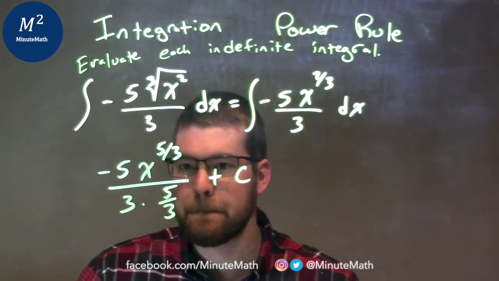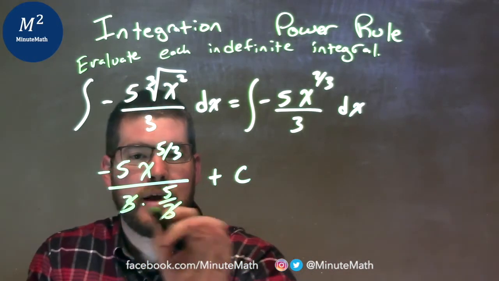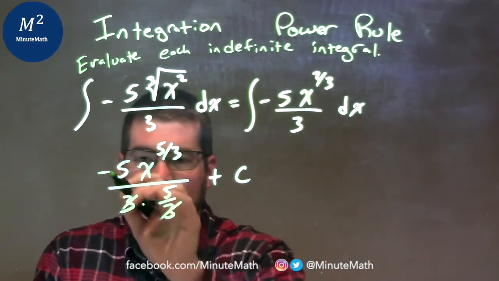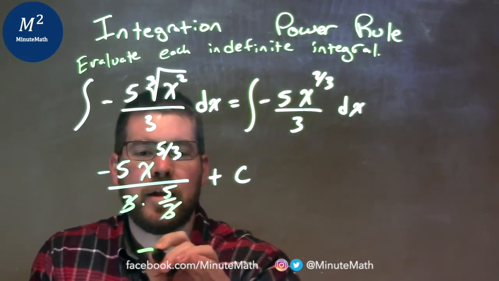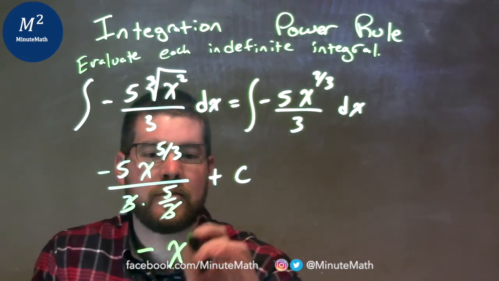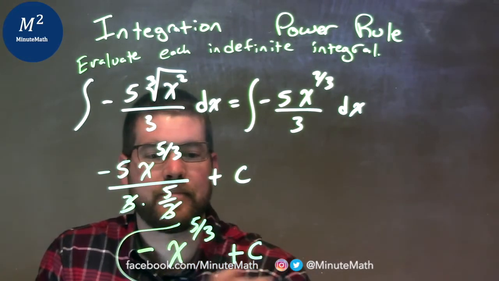Okay? Well, luckily for us, the 3's cancel right here. We can cancel that out. And the 5 and negative 5 divided by 5, what's left there is a negative 1. So our final answer is a negative, just x to the 5/3 power plus c.